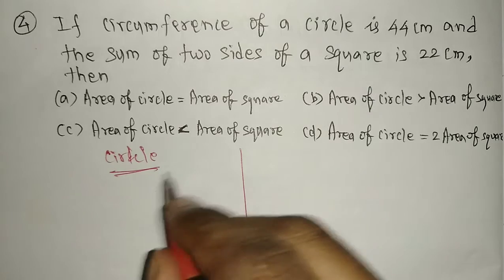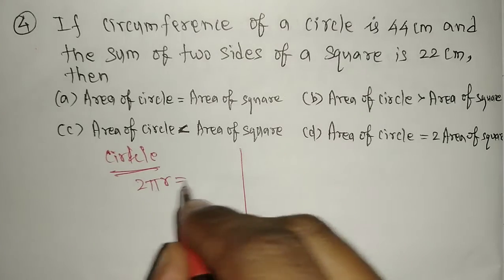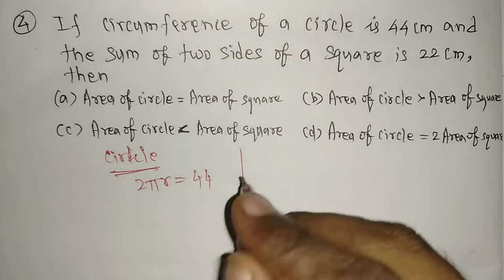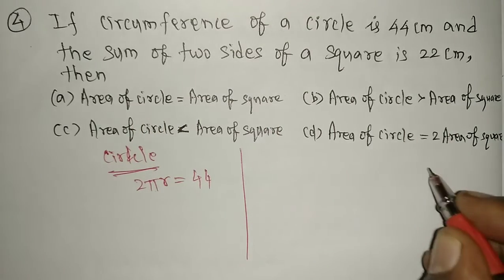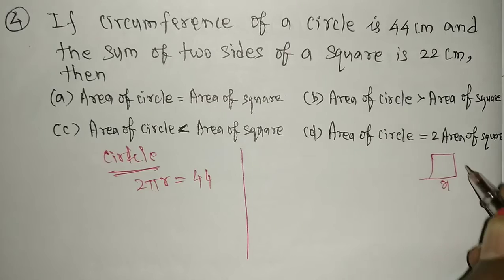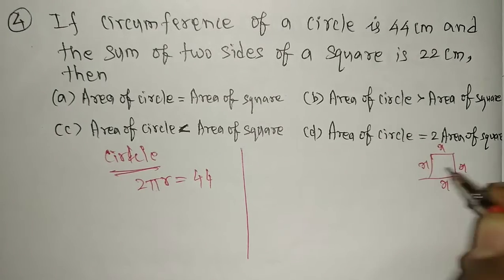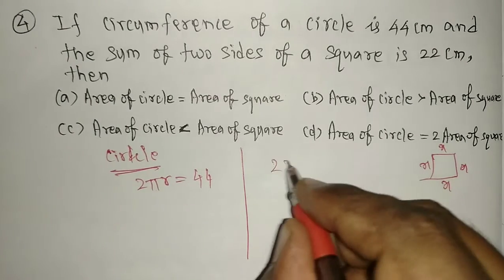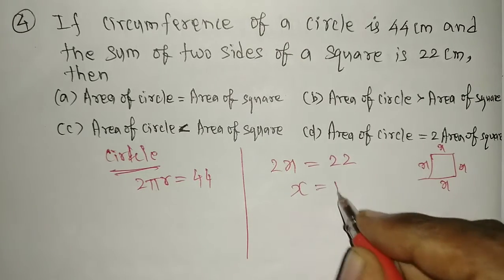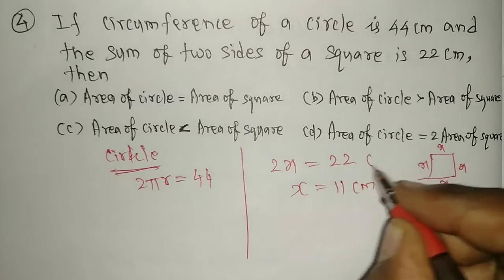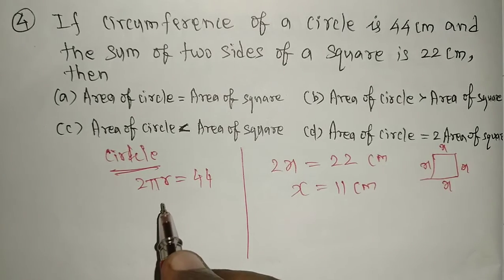What is that? Circumference, 2 pi r, which is equal to 44, and the sum of two sides of the square. Square, in the sense, generally we will take like that. Suppose you are taking x, all the sides are equal. The sum of two sides is 2x, which is equal to 22. Then x equals 11 centimeter. Okay. Right. Here, just find the value of r.